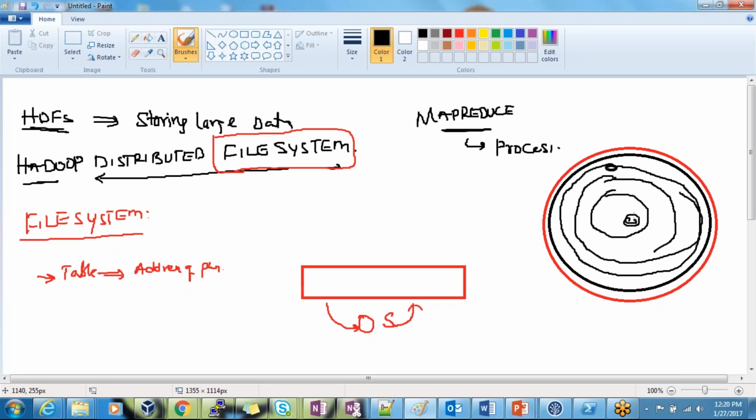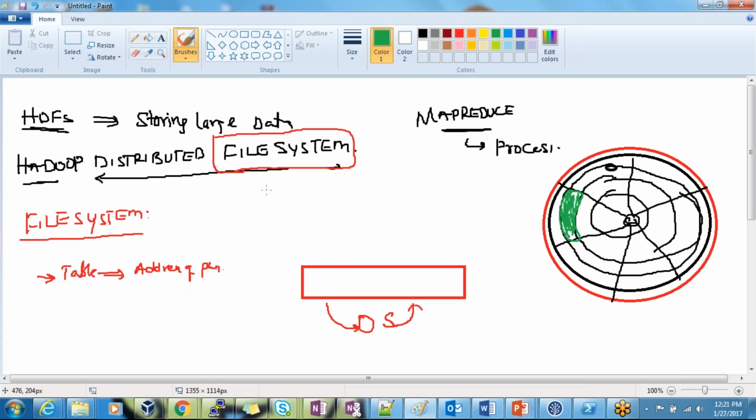And your hard disk is divided into tracks and sectors. The data will be stored in this hard disk in the form of blocks. What is a block? A block is the amount of data that occupies the space from one sector to another sector. That is a block. This is the block.